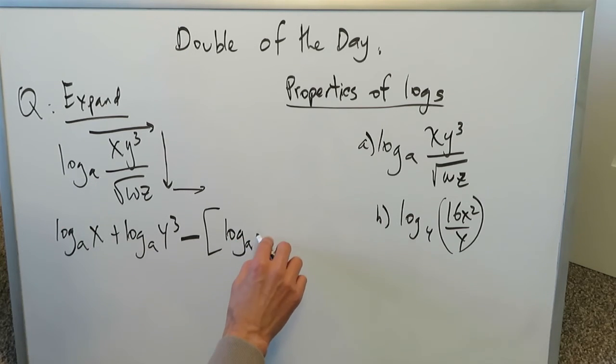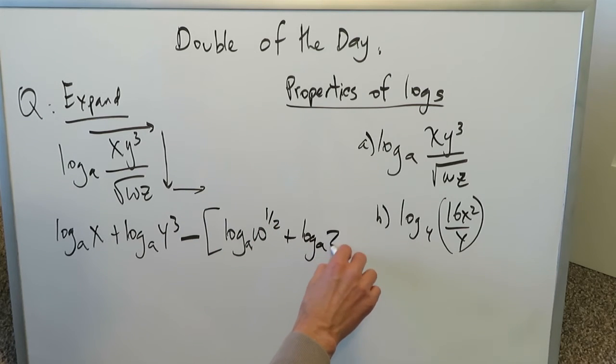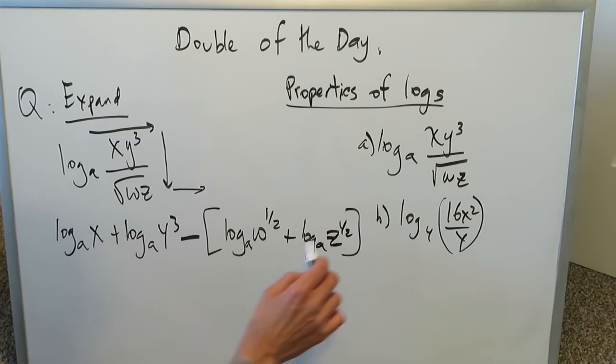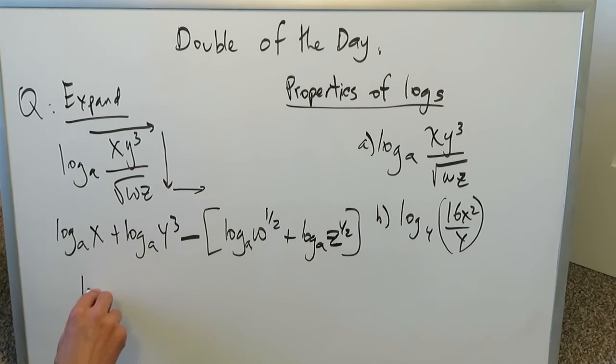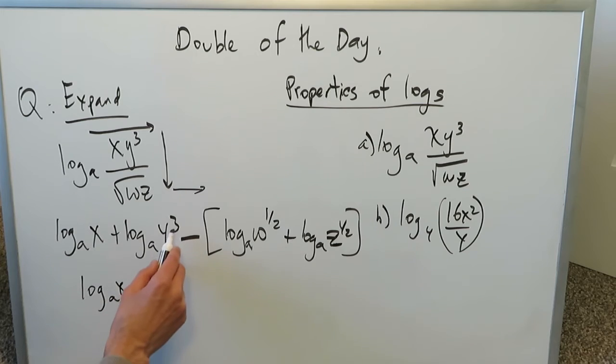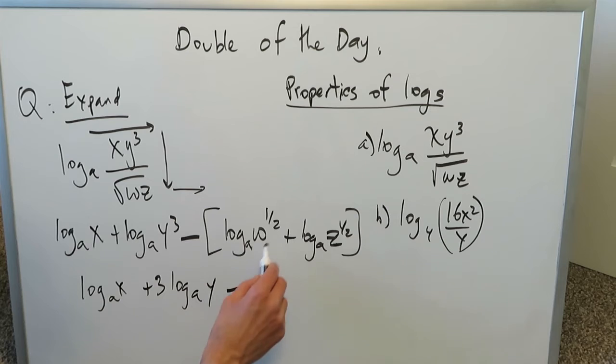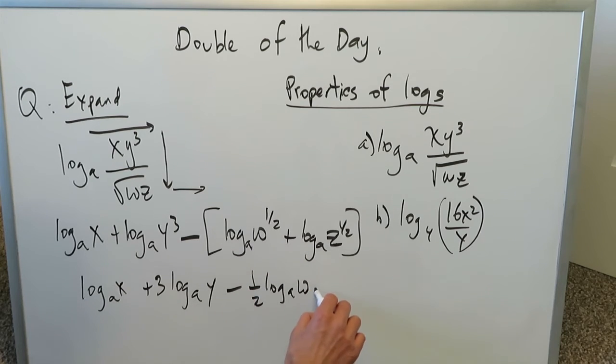Everything here is common log, w to the power of 1 over 2, plus log base a z to the power of 1 over 2. In the next step we just have to write this in a better way. We can have log base a of x, bring the 3 out as a coefficient, 3 log a y, minus, we can bring a 1 over 2 out here as a coefficient, log base a w. This minus with a positive becomes a minus, bring the 1 over 2 out again, 1 over 2 log a z, and you're done. This right here is your expanded expression, and it should be right.